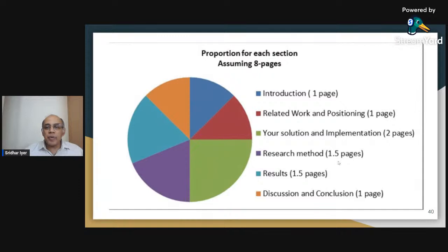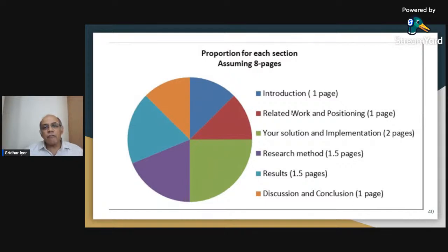And then 1.5 pages for the research method. What is the method that you use, how you did the research, what is the data that you collected, how you did the analysis of the data. And then 1.5 pages to talk about the results, what you found. And finally, 1 more page on the discussion of what you found and the conclusion.